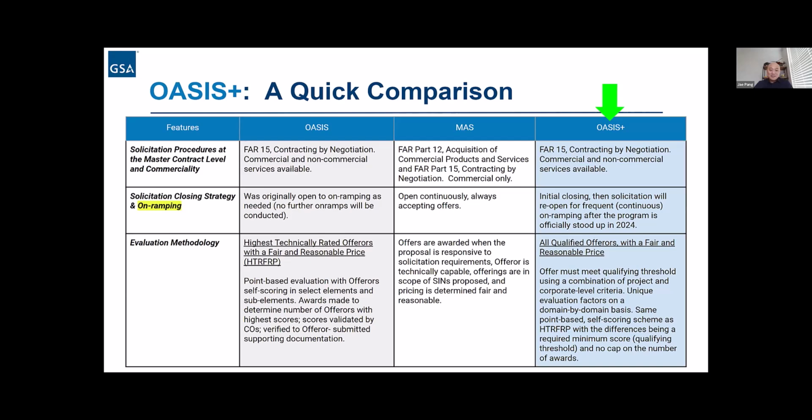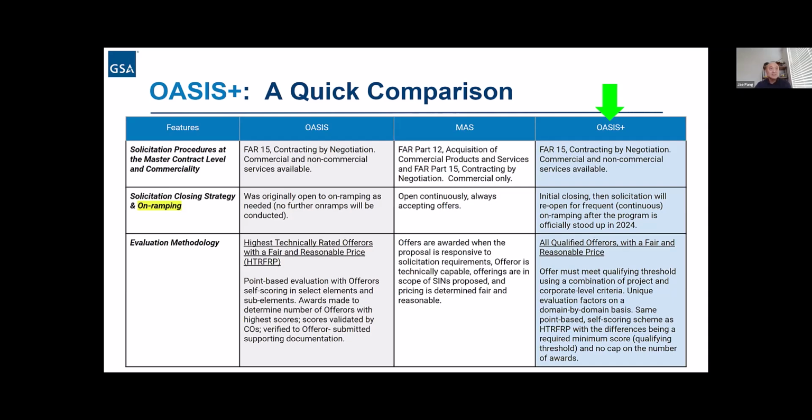OASIS and OASIS Plus are both based off of FAR 15. We negotiate the contracts for you ultimately. They are applicable to both commercial and non-commercial requirements. However, the schedule program is based off of FAR 15 and part of FAR 12. It is only available for commercial items and services, and you cannot do non-commercial service acquisitions under the MAS program.